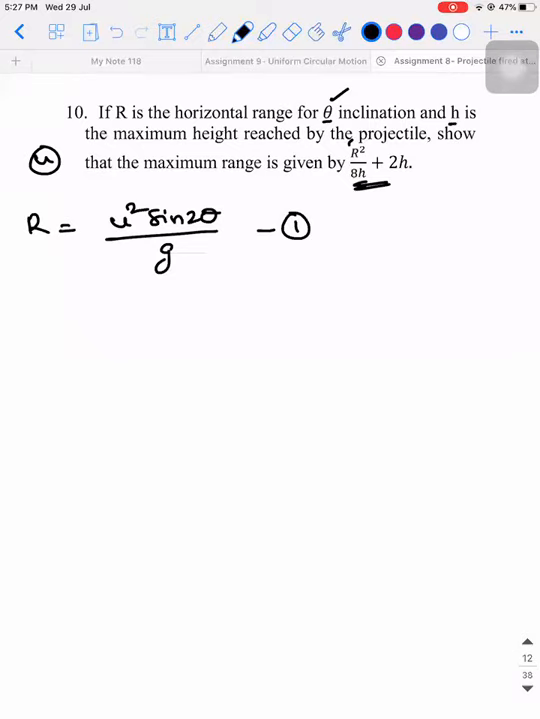So when it is projected with an inclination theta, let the initial velocity be u. If you look at the final expression, it doesn't have u in it. R is equal to u square sine 2 theta by g. Let this be equation number 1. That is what this R stands for. And small h is the maximum height. Small h is equal to u square sine square theta divided by 2g. Let this be equation number 2.